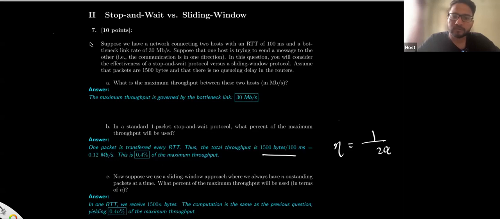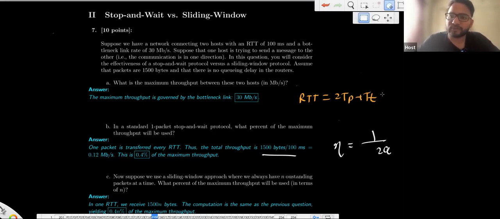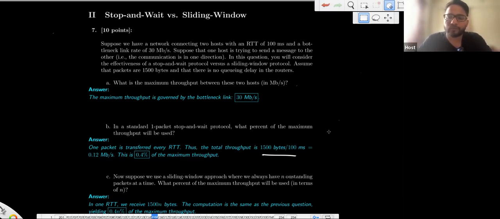Have you understood? Basically, the propagation time and transmission time are not given separately. The RTT is given directly to me, which might be a mixture of propagation and transmission time. So RTT could be 2TP plus TT, or maybe just 2TP. It depends on the question. Since RTT is given directly, I don't think I can use this formula. Anyway, this is how we can calculate the throughput.